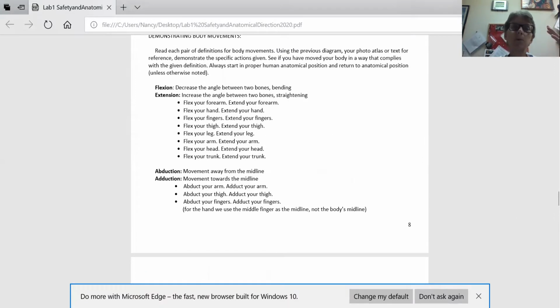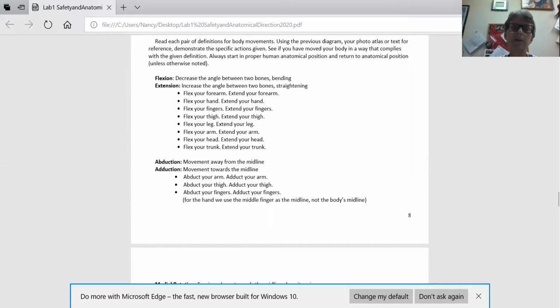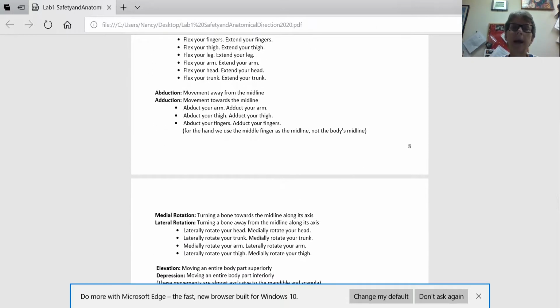These movements oppose one another, right? Flexion, you decrease the angle between two bones. Extension, you increase the angle. Adduction and abduction, people always mess this one up. If something is abducted, it's taken away, right? So abduction is to move away from the midline, whereas adduction is you're adding it back in. You're moving back towards the midline.